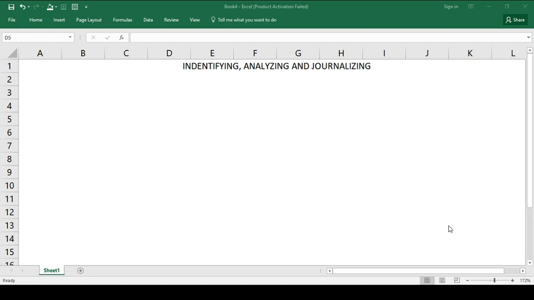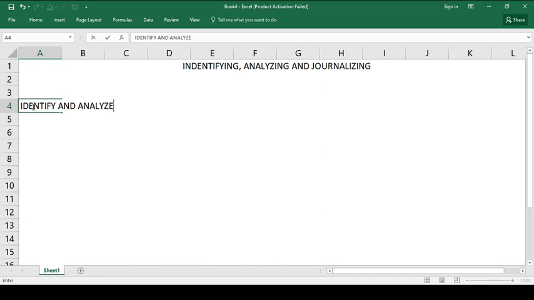Our topic for today is about identifying, analyzing, and journalizing. So, in the accounting process, the first thing that we need to do is to identify and analyze transactions. Identify and analyze transactions. Okay?